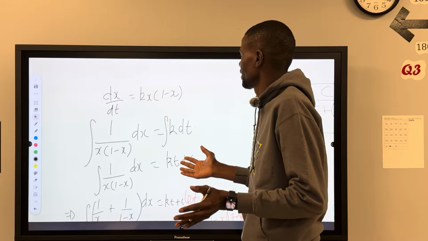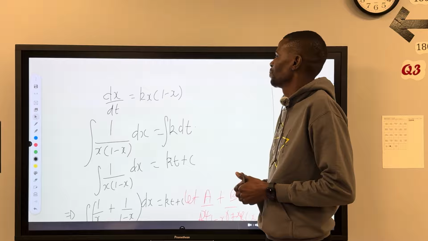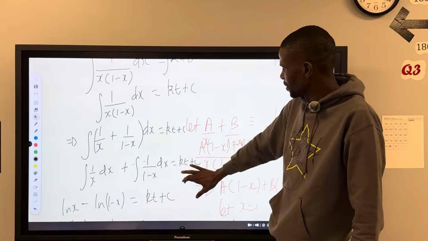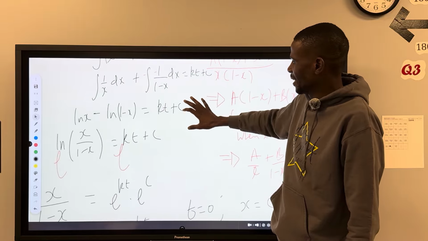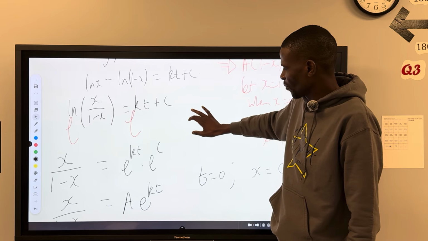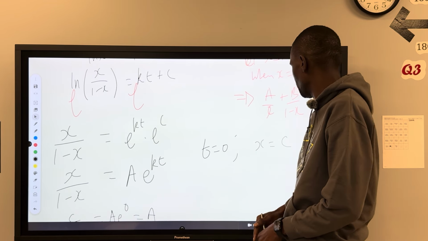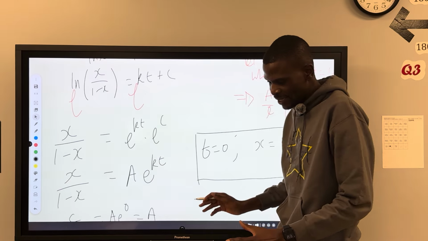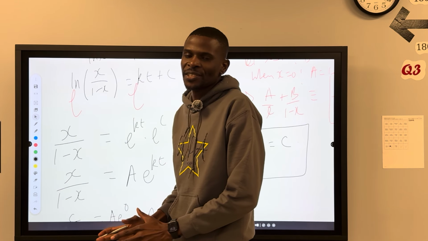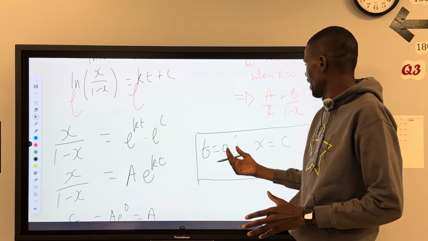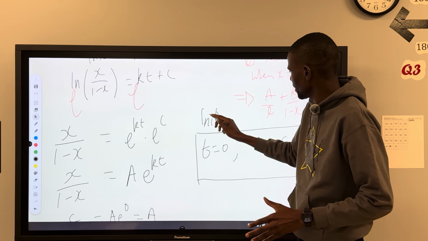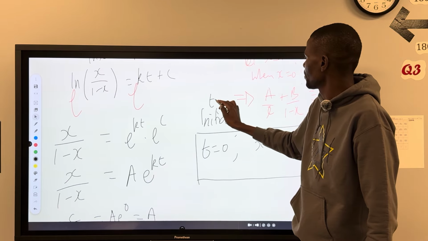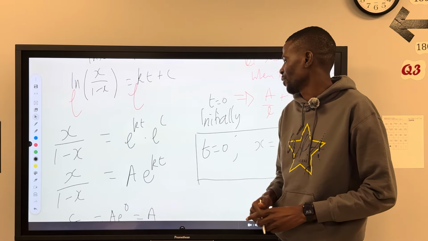They didn't suggest the method for us, but we needed to use the partial fractions. After using the partial fractions here, we had to simplify by applying the initial conditions. In the question, they just said initially. So every time you see this word initially in a statement, it means our time is 0.